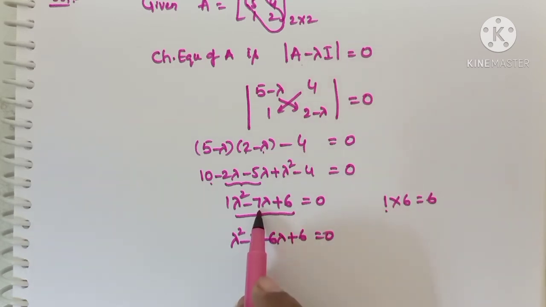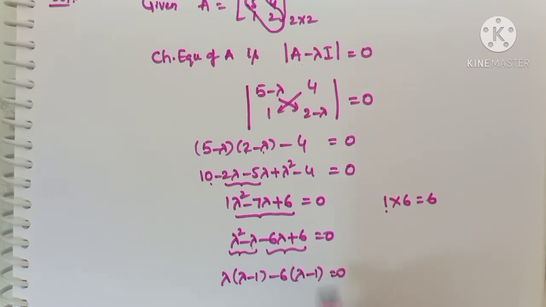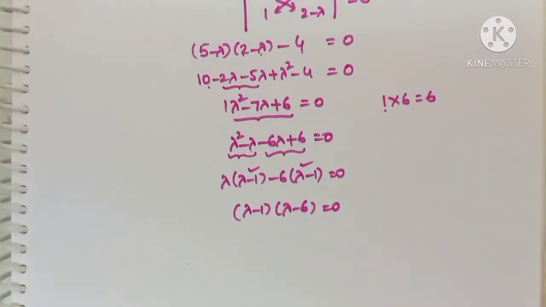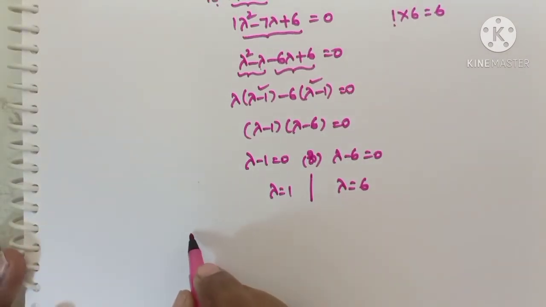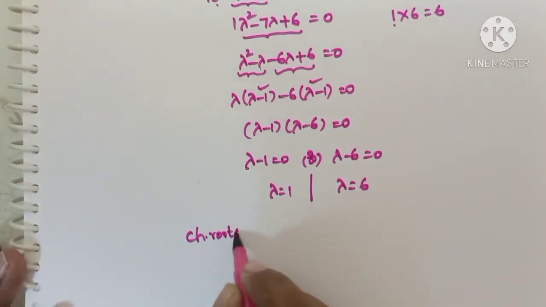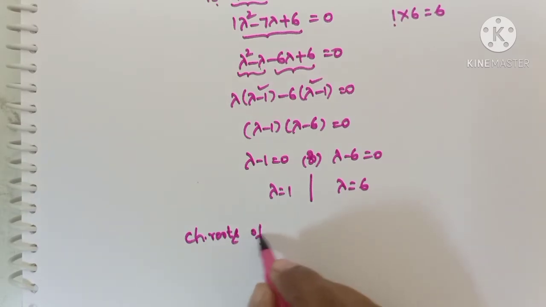We write this minus 7 lambda as minus lambda minus 6 lambda. Take lambda as common. Take minus 6 as common. Again lambda minus 1 is common. Lambda minus 6. So we got lambda minus 1 equal to 0 or lambda minus 6 equal to 0. Lambda is equal to 1, lambda is equal to 6. Therefore, the characteristic roots of A, eigenvalues also we can call them, are 1 and 6.